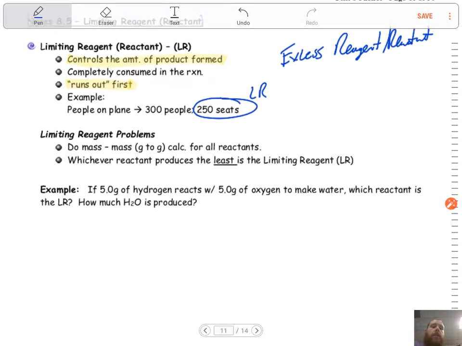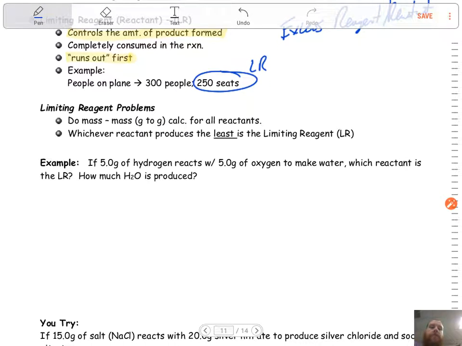How we solve a limiting reagent problem is we're going to do mass to mass or gram to gram calculations for all reactants. If you think about it, that's your long roadmap, where it's all 4 steps, where you start with your grams of given, and you're trying to get to grams of wanted. Again, you don't have to write this part down. This is just kind of showing you and guiding you what you would do with that. Whichever reactant produces the least amount, that's the key, that's your limiting reagent.